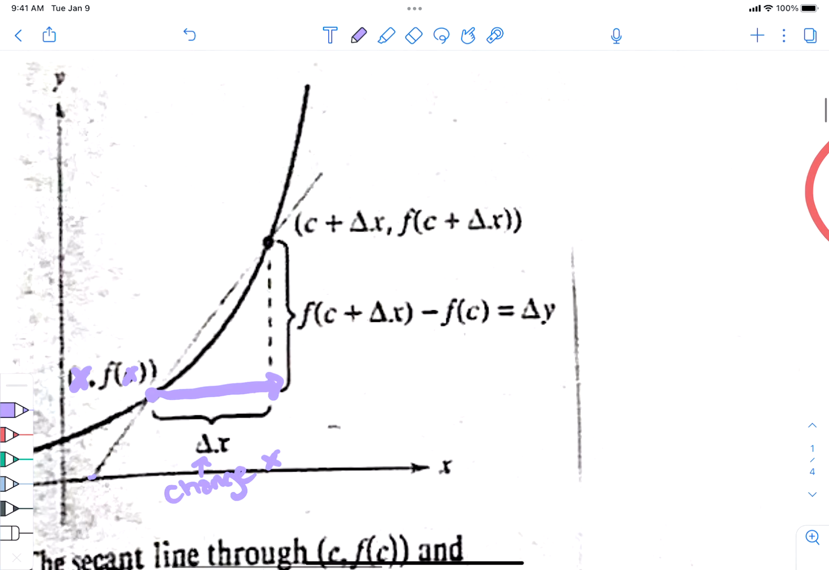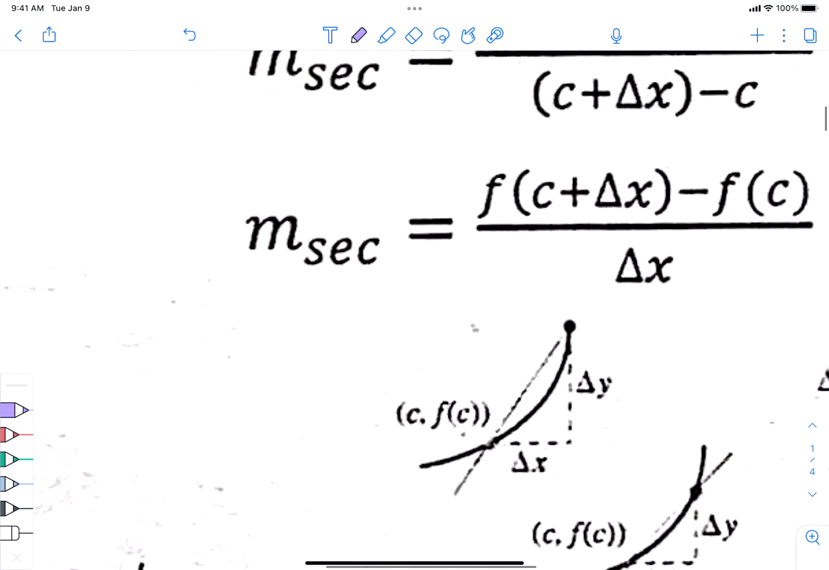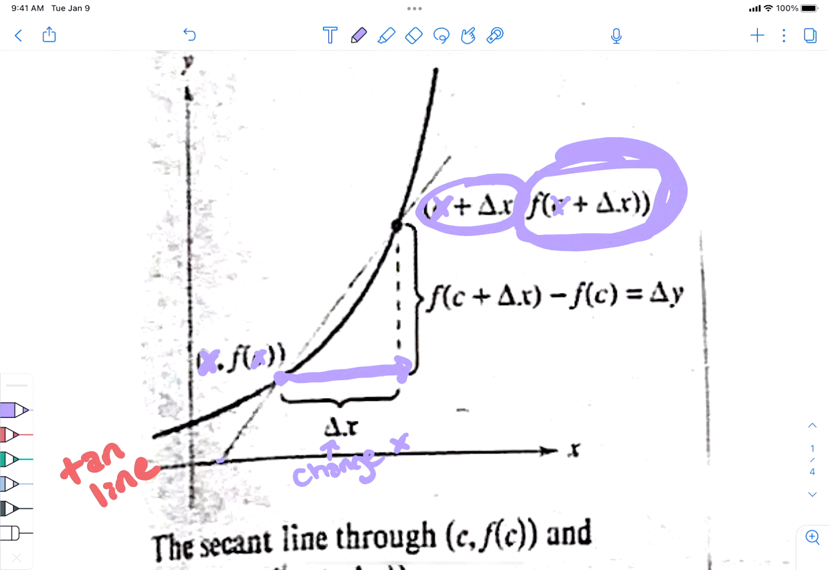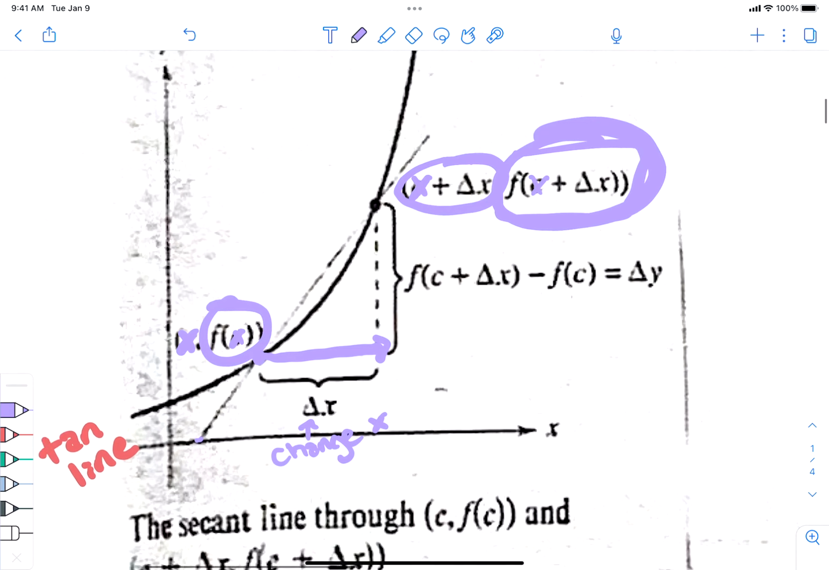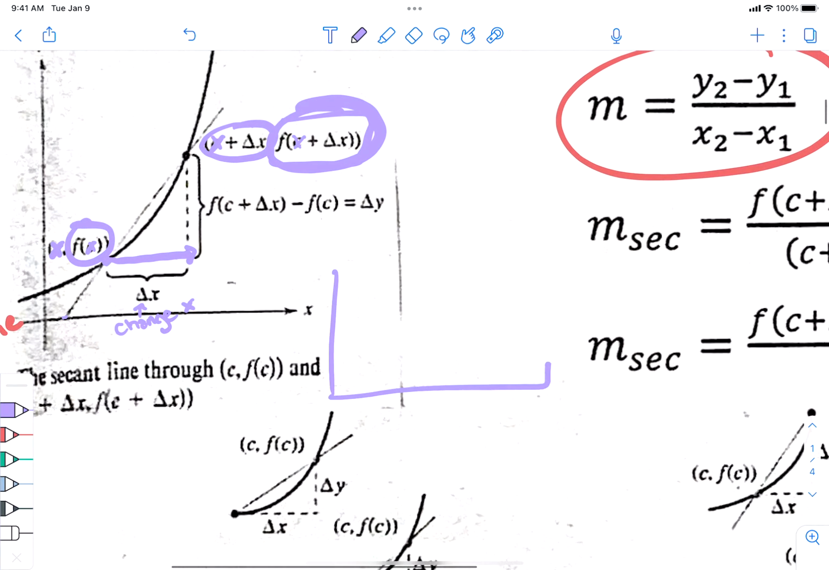So this coordinate is x plus the change in x, or c plus the change in x. It's your x coordinate plus however much you're going over. And your y coordinate is going to be f of c plus the change in x, or f of x plus the change in x. So that is your coordinate points. Now we have 2 points that we're trying to find the slope between. So when I'm finding the slope, I can take this y coordinate minus this y coordinate.